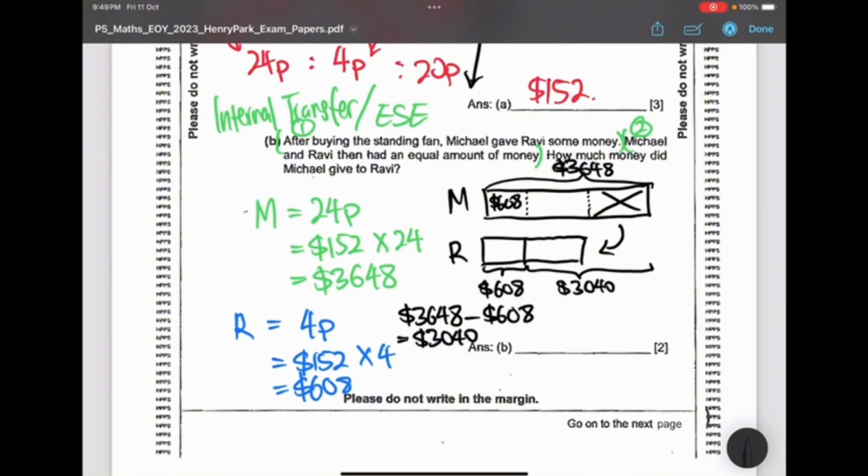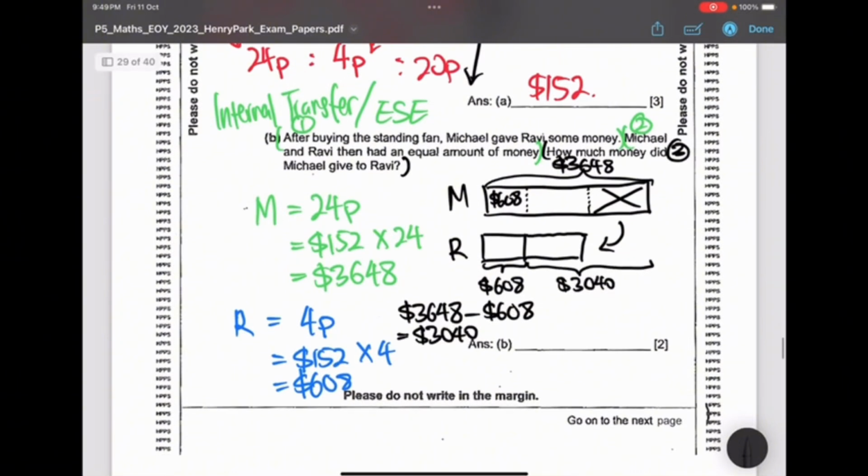So now we know that this amount over here is $3,040. Now let's look at the main question. Sentence number 3 asks, how much money did Michael give to Ravi? Knowing that this is 3,040, he actually gave half of this. If you look at my model, half of it is going over to Ravi so that they have an equal amount in the end. So what I want to do is just to take $3,040 divided by 2, and that would simply give me $1,520. And this is your answer for part B.